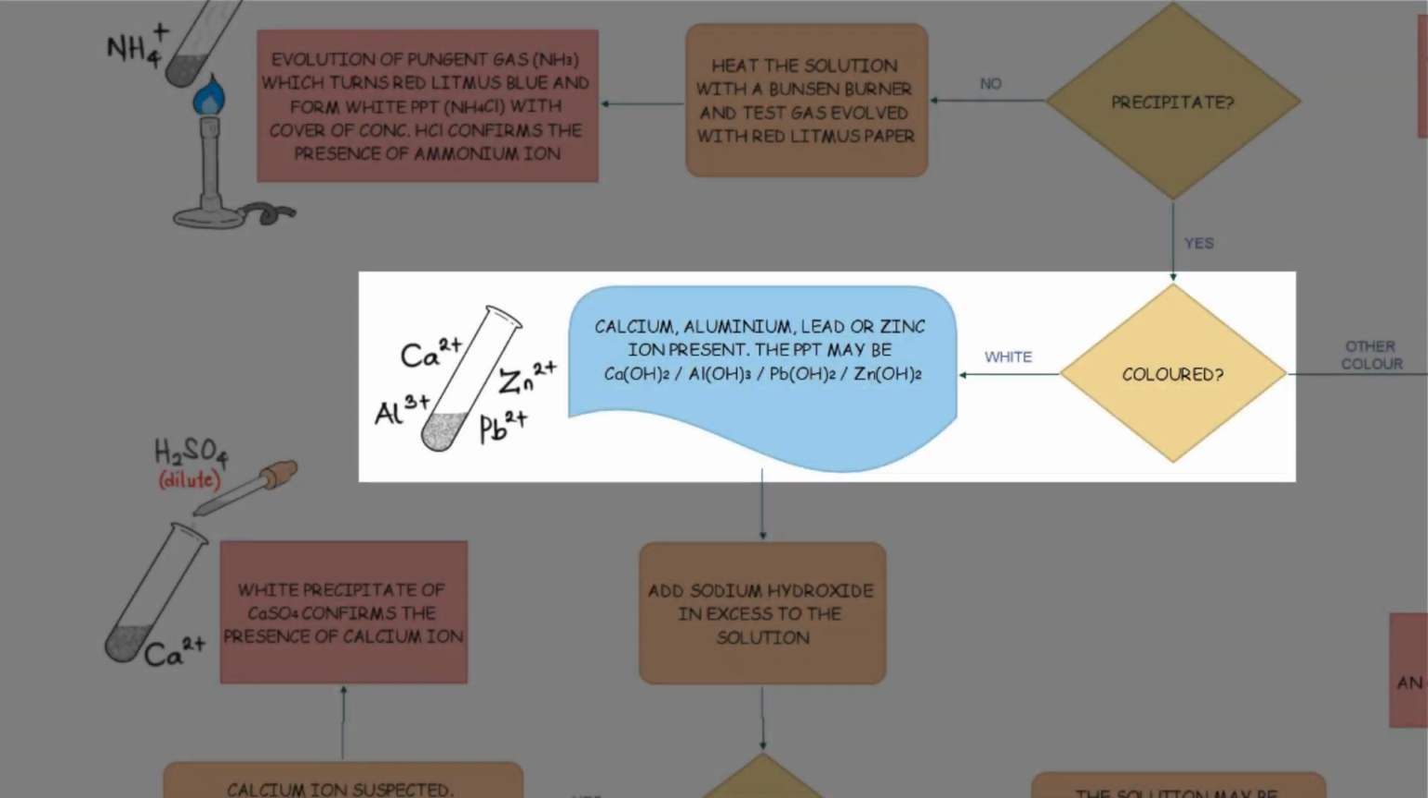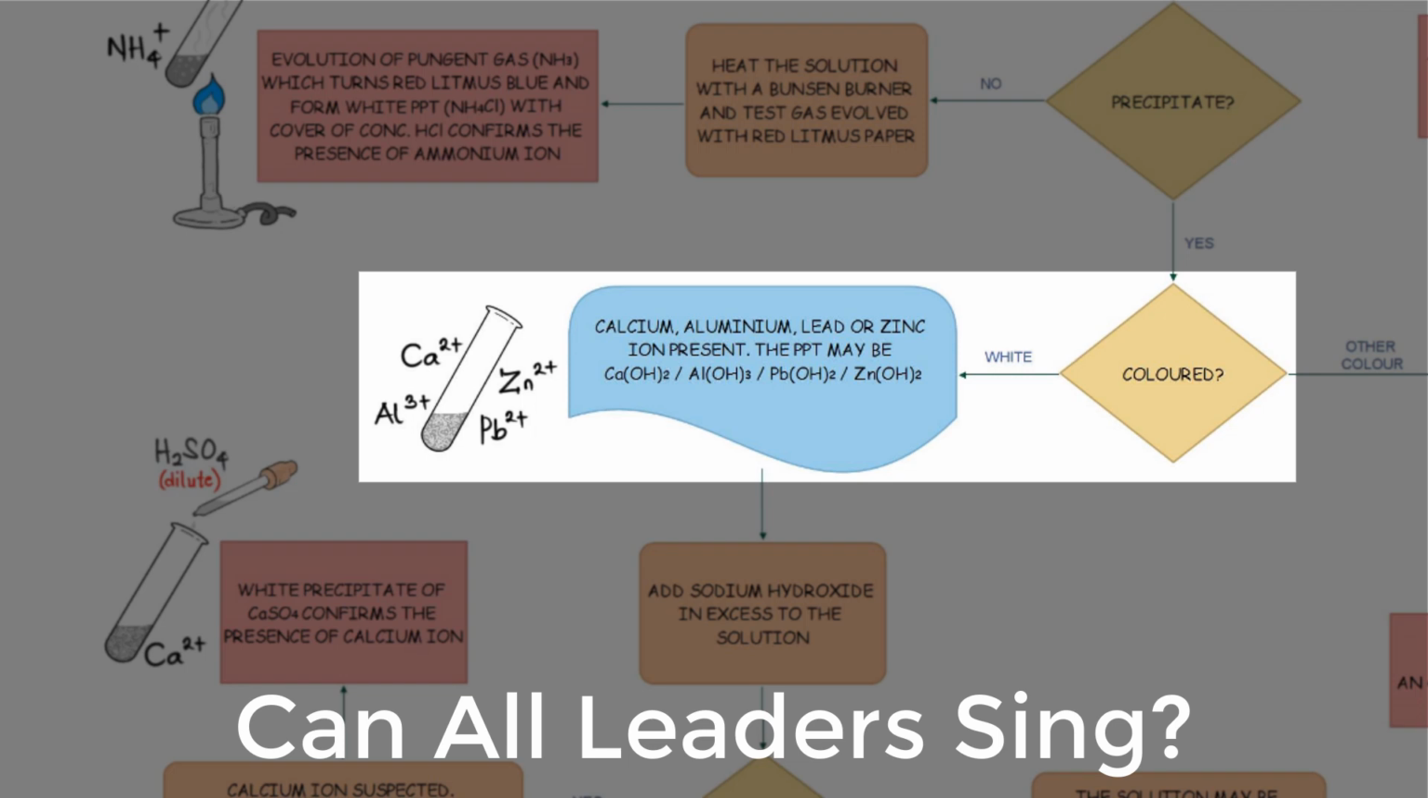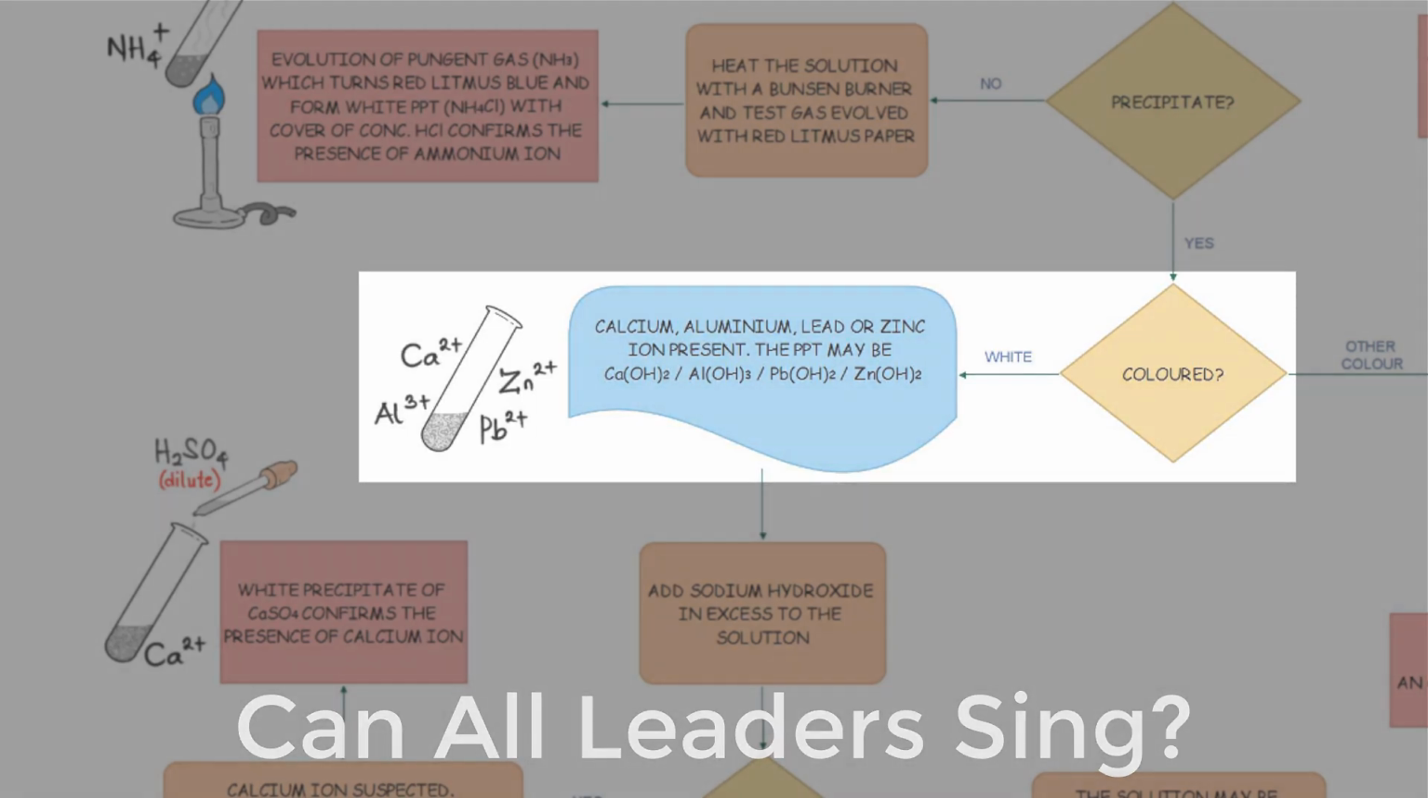We have four situations. We can have calcium, aluminum, lead, or zinc ion. For me to remember this, I use a mnemonic, which I found to be quite useful. Can all leaders sing? Calcium, can. Aluminum, all. Lead, leaders. Zinc, sing.